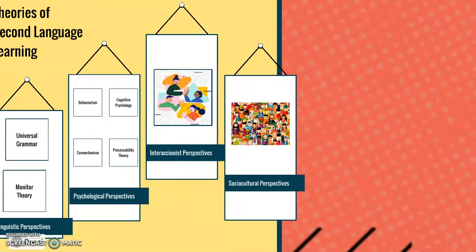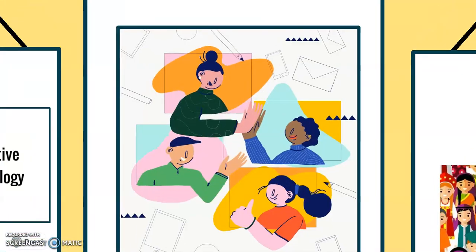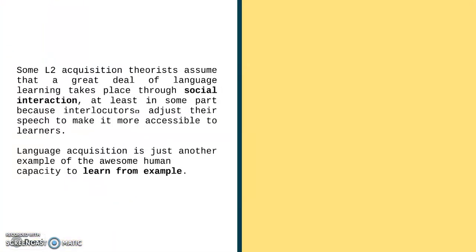Let's move on to the interactionist perspectives. Some second language acquisition theorists assume that a great deal of language learning takes place through social interaction, at least in some parts, because interlocutors adjust their speech to make it more accessible to learners. Language acquisition is just another example of the awesome human capacity to learn from example.